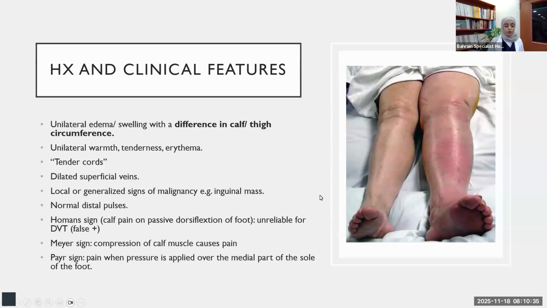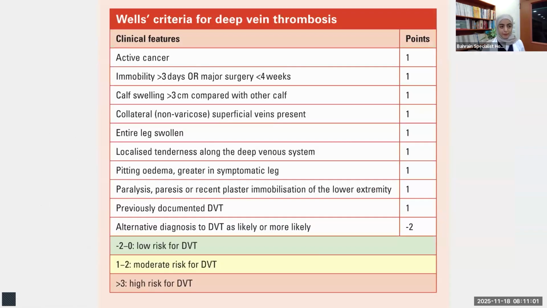For the Homans sign, although it's always mentioned in textbooks, when you dorsiflex the foot, it will elicit pain in the calf, but it is unreliable for the DVT because in many patients it could be false positive. Mayer sign is compression of the calf muscle, which causes the pain, and Payr sign is pain when the pressure is applied over the medial part of the sole of the foot.